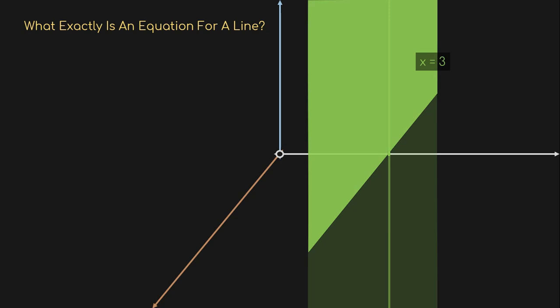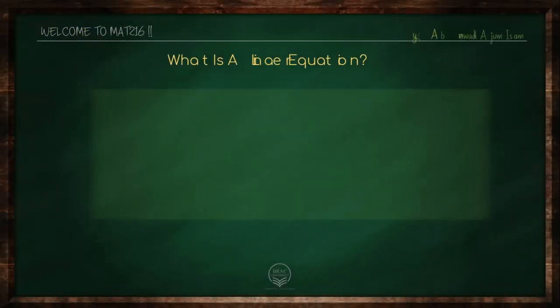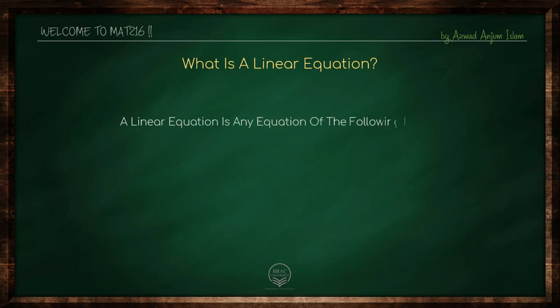So we cannot really define linear equations by the statement that the equations of straight lines are called linear equations, because that won't be a correct or complete statement. So how exactly are we going to define a linear equation?